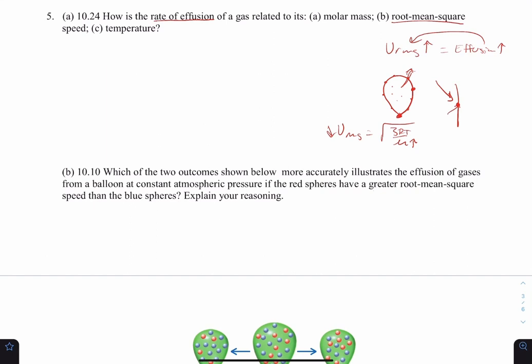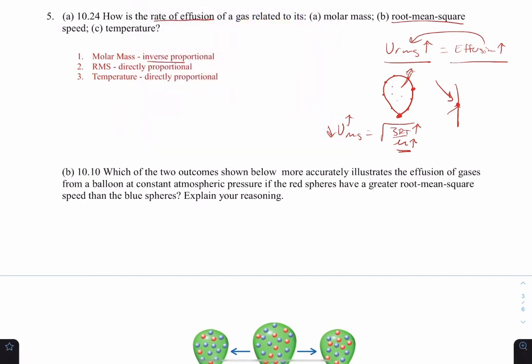Looking at temperature here, if I increase temperature, I actually increase RMS speed. Whenever you increase something and the other increases, that's a direct proportion. That's what we saw with the RMS speed and the effusion rate. When one increases, so does the other one. So that's a direct relationship. With the molar mass, it's an inversely proportional relationship because as one increases, the other decreases. And so on and so forth. So I have the answers here. Remember, molar mass will be inversely proportional to the rate of effusion because it's inversely proportional to the RMS, and RMS is directly proportional to the effusion rate, and temperature is also directly proportional, okay? I hope that made some sense.